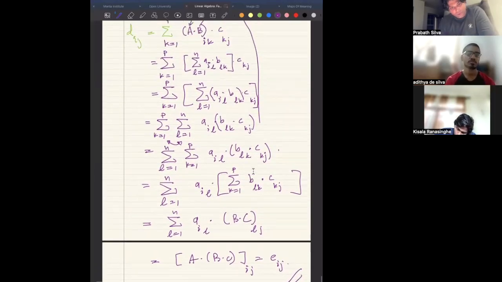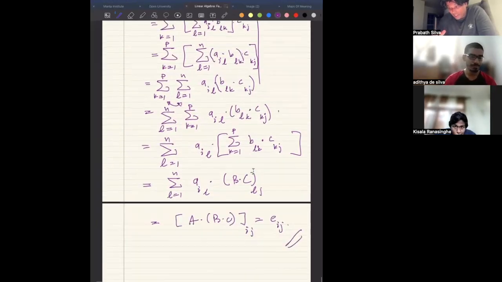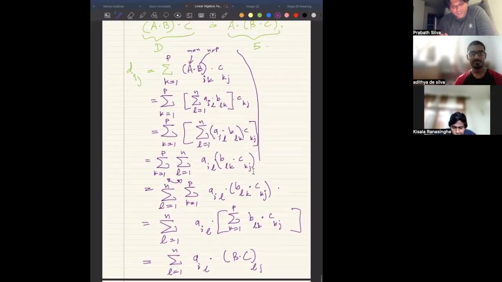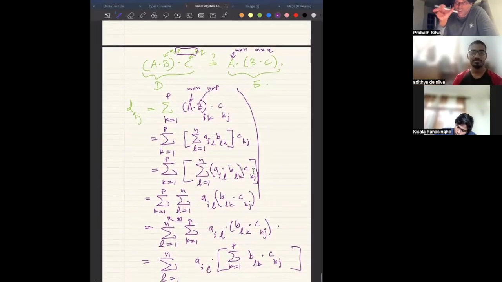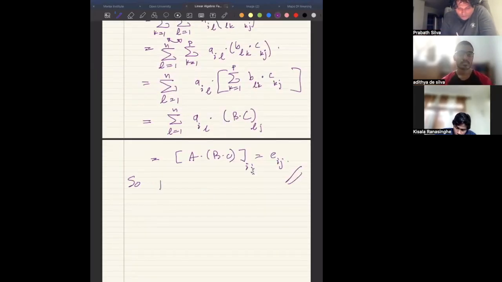So what we have shown is that the ijth entry of the matrix D is the same as the ijth entry of the matrix E. So the matrix D and E have the same entries. That means matrix D is equal to matrix E. So the matrix multiplication is associative. Good.